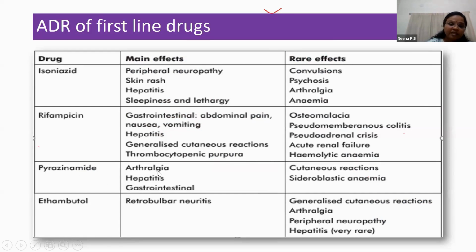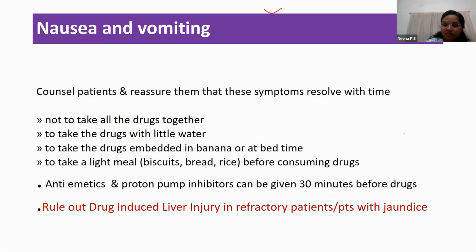And then pyrazinamide can cause arthritis, hepatitis and all. And ethambutol leading to retrobulbar neuritis, optic neuritis, leading to decrease in the vision. And also sometimes peripheral neuropathy can happen with ethambutol. So these are the common adverse effects that are seen with the first-line anti-TB drugs. So just a briefing on the common ADR management.